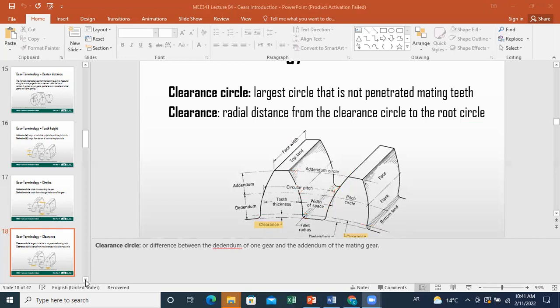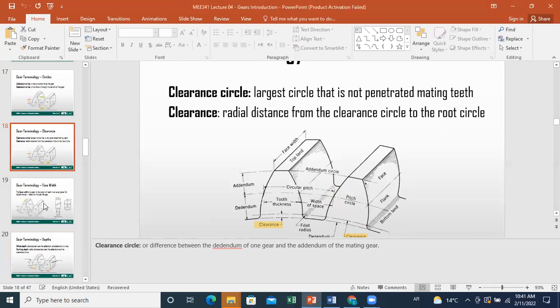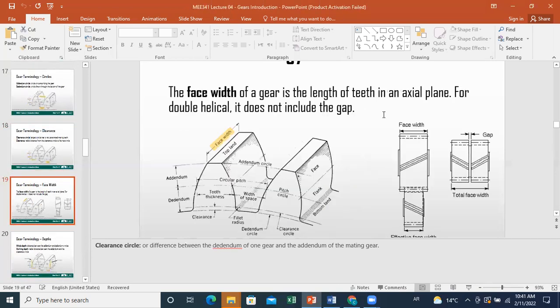Now, other terminologies: we have the face width. What do we mean by the face width? The face width of the gear is the length of teeth in an axial plane. And for double helical, it does not include the gap. Here you have the following case. If you take an axial plane, it will give you this cross section. You can determine from here the width of the face of your tooth.